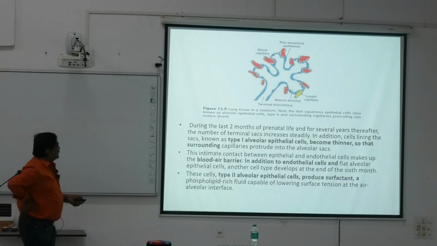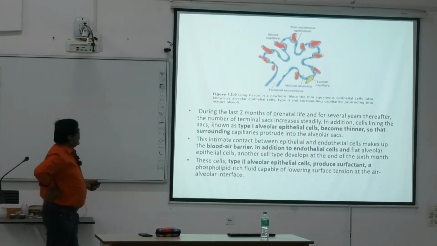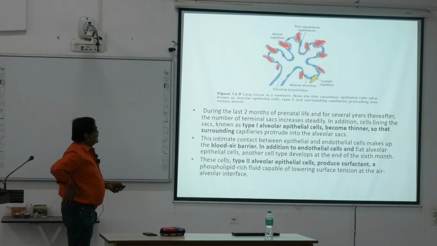During the last 2 months of prenatal life and for several years thereafter, the number of terminal sacs increases steadily. In addition, cells lining the sacs, known as type 1 alveolar epithelial cells, become thinner so that surrounding capillaries protrude into the alveolar sacs. This intimate contact between epithelial and endothelial cells makes up the blood-air barrier.